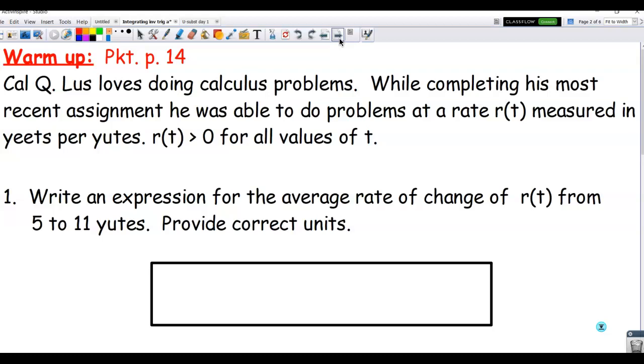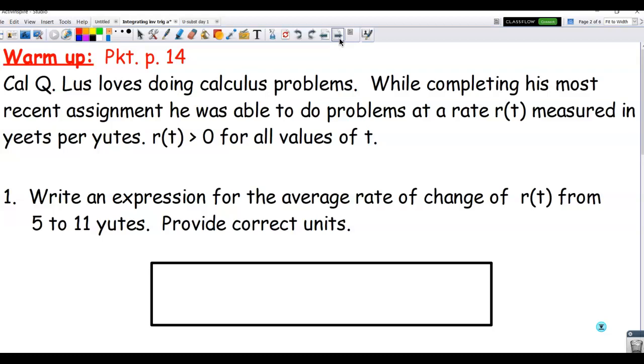You have a prompt at the top that I'm going to read to you. Then I want you to stop the video. I want you to do number 1 and number 2 by yourself. And then I want you to resume the video to see how you do and where you need to correct your thinking, if anywhere. So here we go. The warm-up.